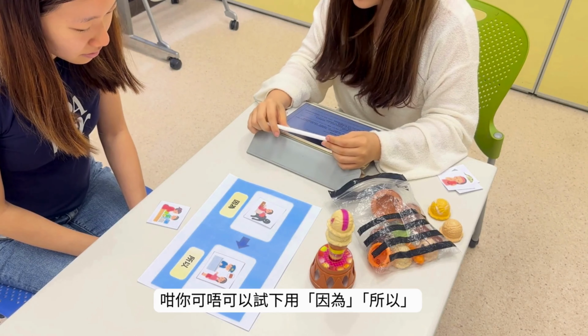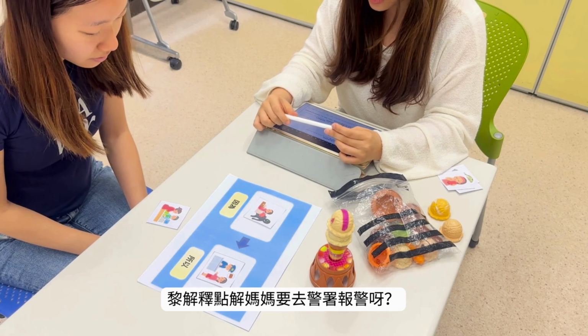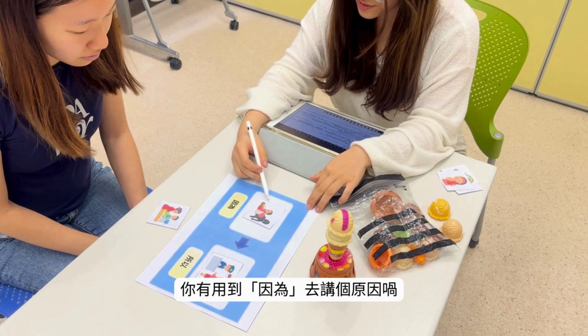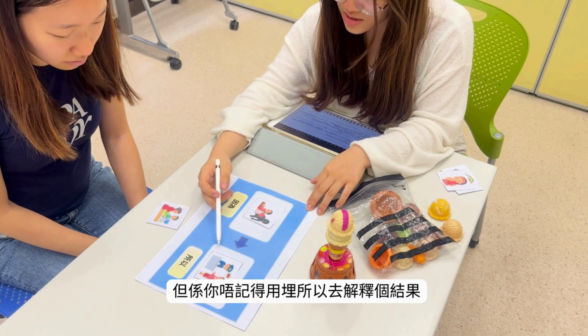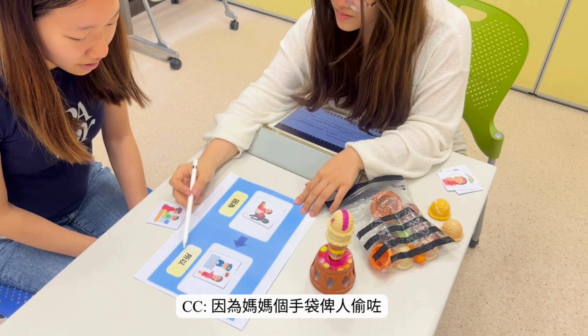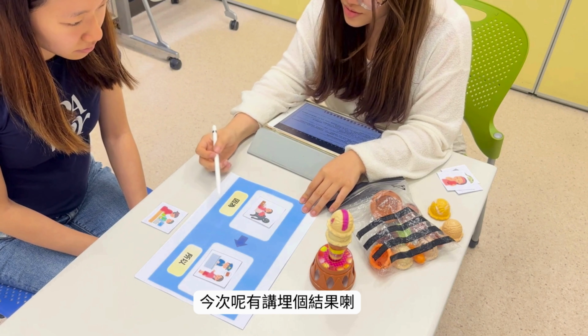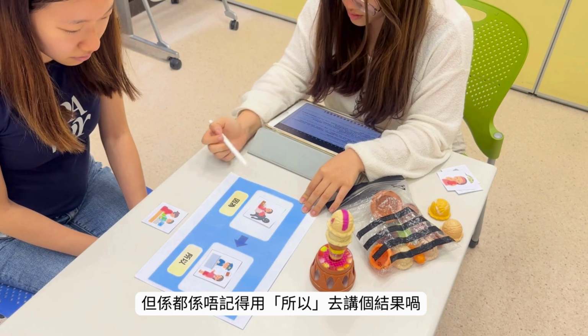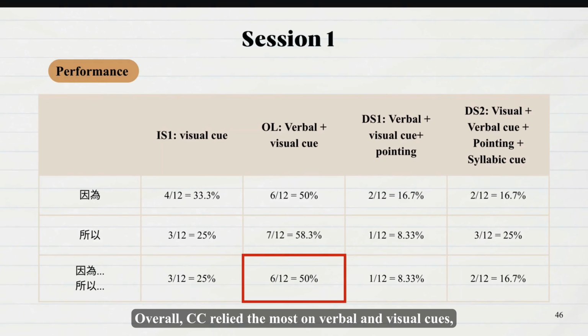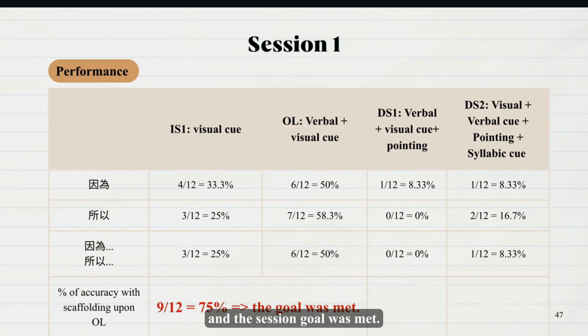咁你可唔可以試下用因為所以嚟解釋點解媽媽要去警署報警啊？因為媽媽個手袋俾人偷咗。好俾心機喎，CC，你有用到因為去講個原因喎，陣間你唔記得咗咧，用埋所以去解釋個結果喎。If CC's attempt at the objective level is unsuccessful, visual cue of pointing will be given as a decreasing cue. 因為媽媽個手袋俾人偷咗，佢要去警署報警。我好似咧都係唔記得咗用個所以嚟講個結果喎。If CC still fails to use conjunctions in her production, the clinician will provide visual cue of pointing and syllabic cues to remind her the use of conjunctions. Overall, CC relied the most on verbal and visual cues, and the session goal was met.